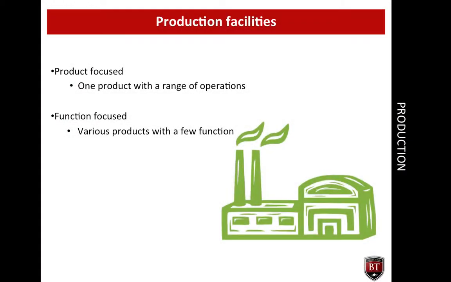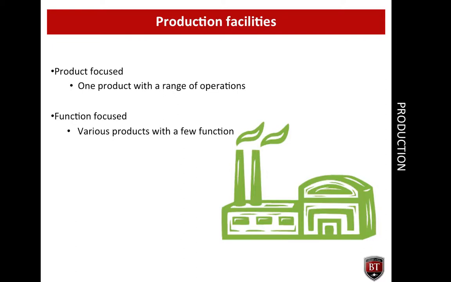Manufacturing facilities can be either product-focused or function-focused. A product-focused facility will produce a particular product but may perform a range of operations. A function-focused production facility will perform a few operations but can make various products.